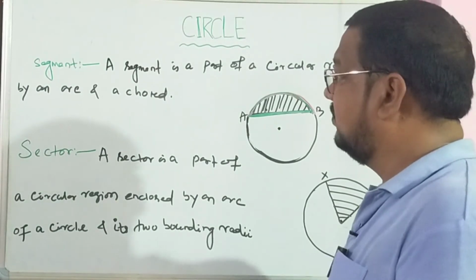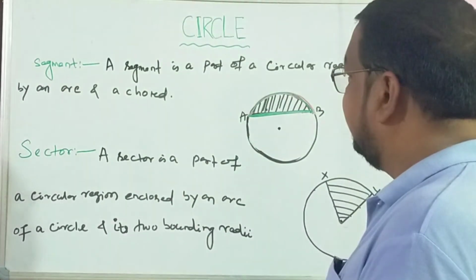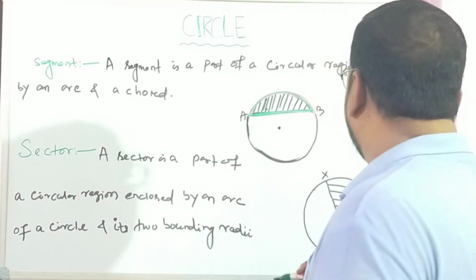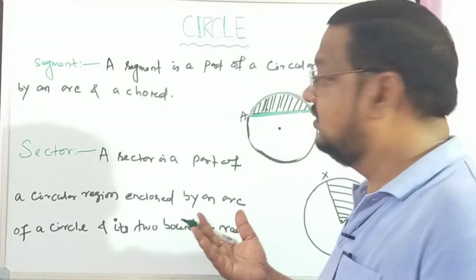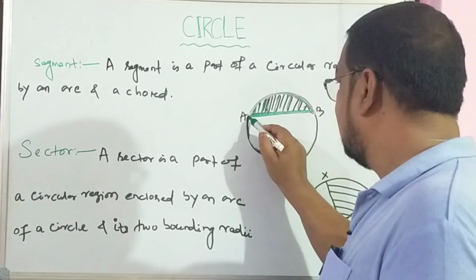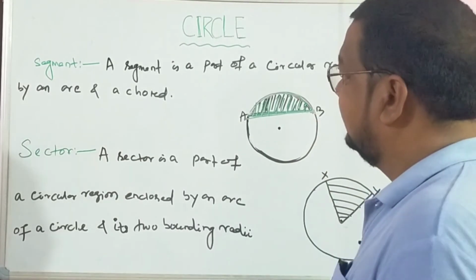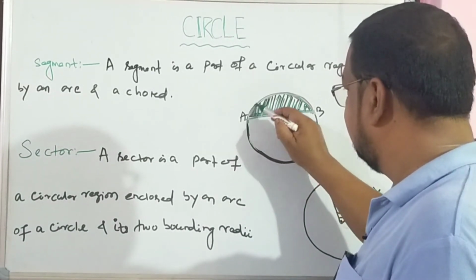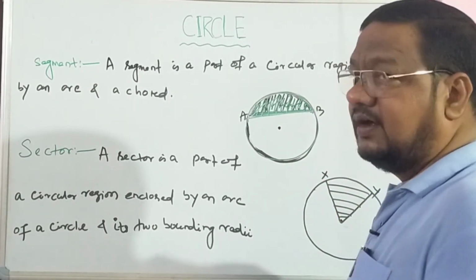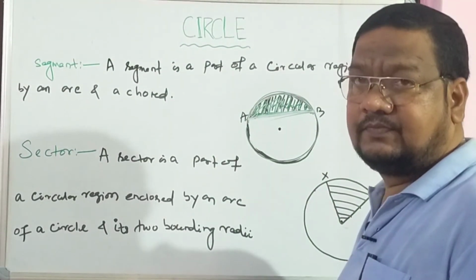Segment and sector. Sometimes it confuses us. What is segment and what is sector? There is no confusion because a segment is a part of a circular region, bounded by an arc and a chord. Suppose this region is bounded by the arc AB and the chord AB. This region is known as a segment.